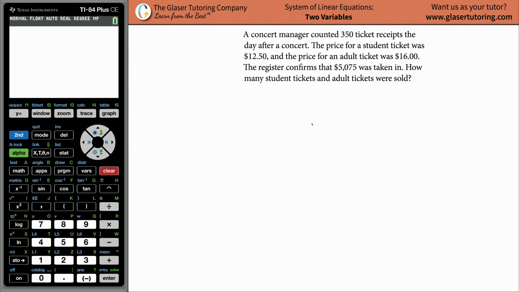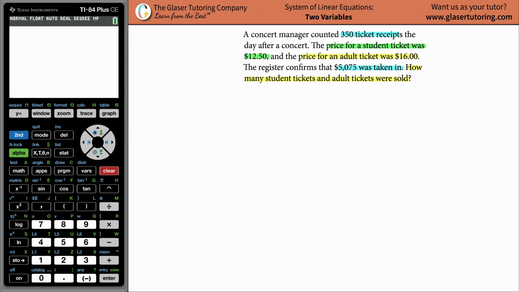So let's get started. It says here that a concert manager counted 350 ticket receipts the day after a concert. The price for a student ticket was $12.50 and the price for an adult ticket was $16. And the register confirmed that $5,075 was taken in. Congrats on the concert. And the question is, how many student tickets and how many adult tickets were sold?